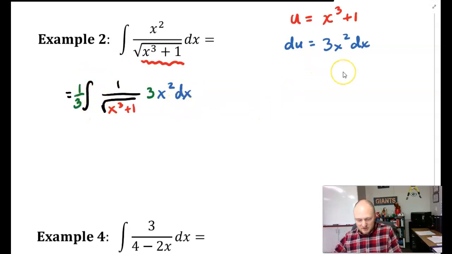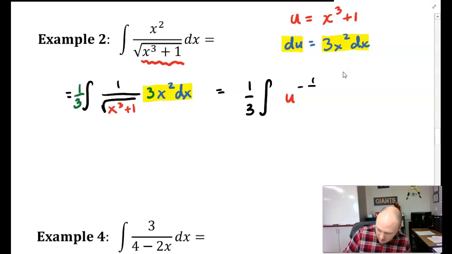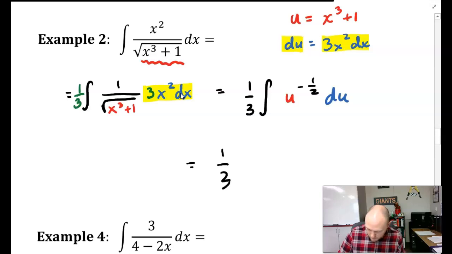Okay, but what this allows me to do is now I have the du, and you have to have that du. So when I make this swap, we now have 1/3 times the integral of u to the power of -1/2. I hope you see I just changed this to a power of 1/2 and brought it up with the negative exponent property. And then 3x squared dx, that's du.